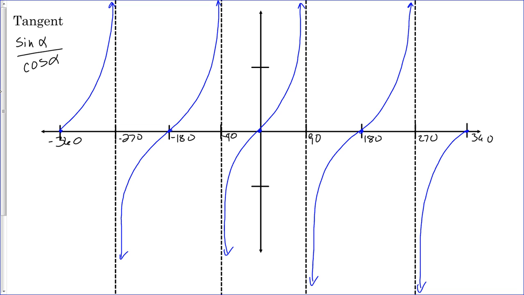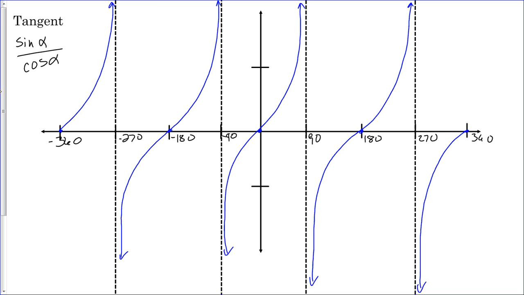And again, since it is sine divided by cosine, every place your cosine crosses the x-axis, you're going to have an asymptote, just like you did for the secant graph. All right, so your asymptotes are again at 90 and 270, -90 and -270. But let's figure out the period for this now. How long does it take the period?